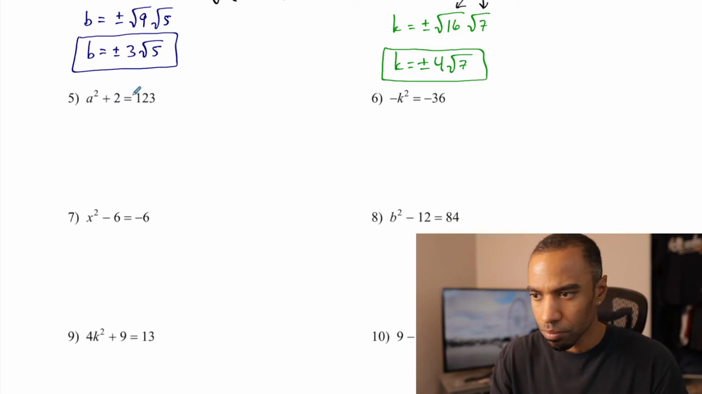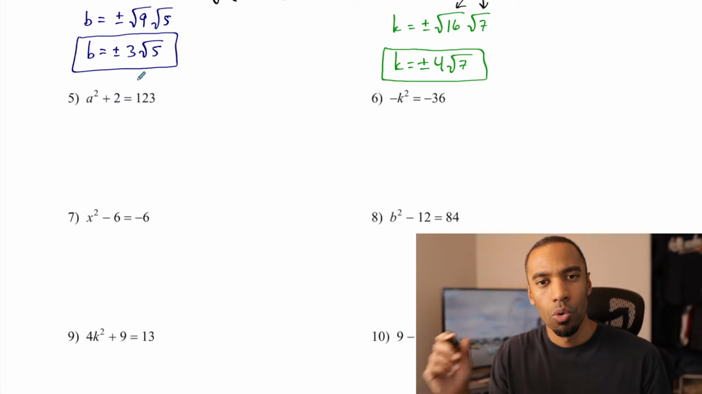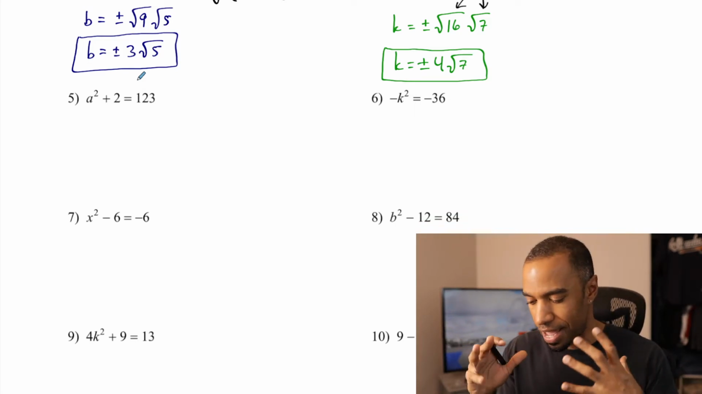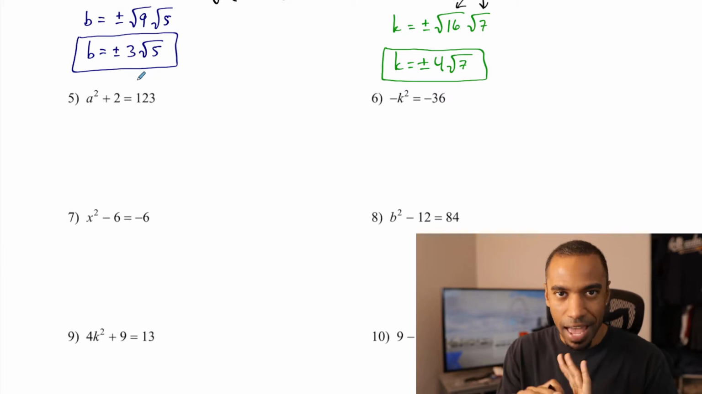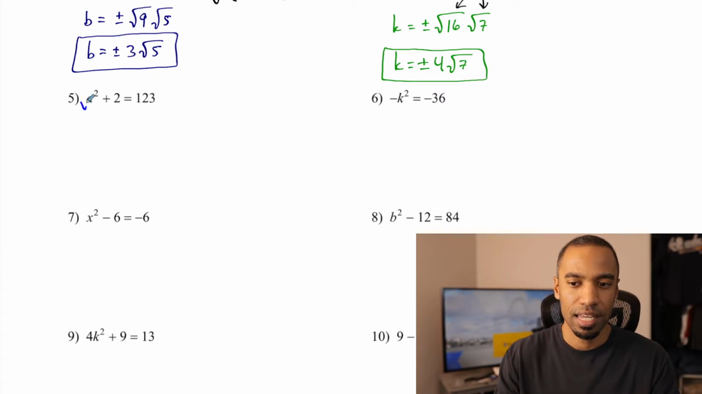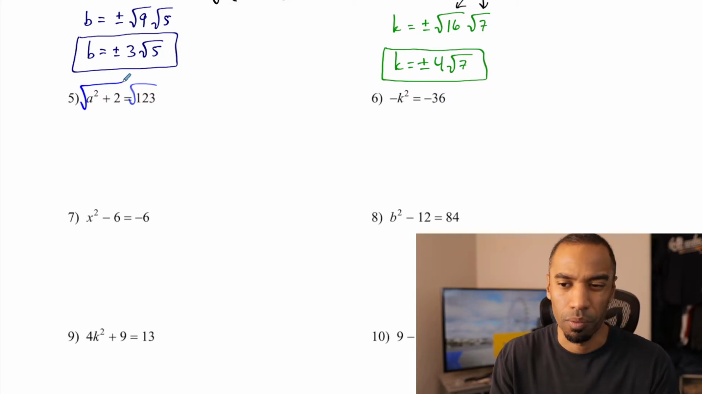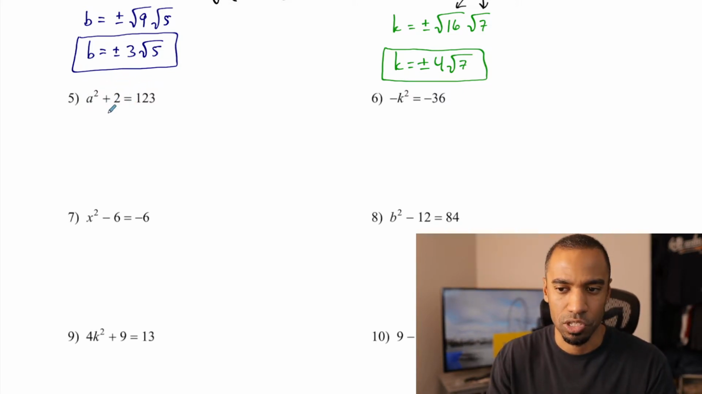Number 5. Now we're going to start seeing things where we have to isolate our squared variable, where we needed to say that x squared equals. It can't have anything else interfering with it. I can't take the square root of both sides like this and expect to simplify this right here. Furthermore, I really won't want to. I need to subtract 2 from both sides. Minus 2, minus 2, I'll get a squared equals 121.